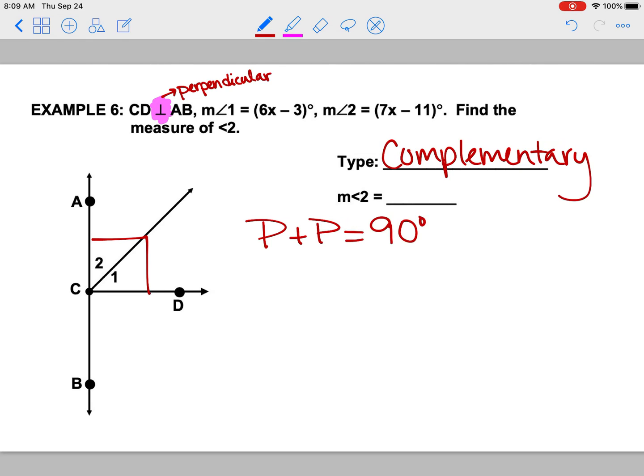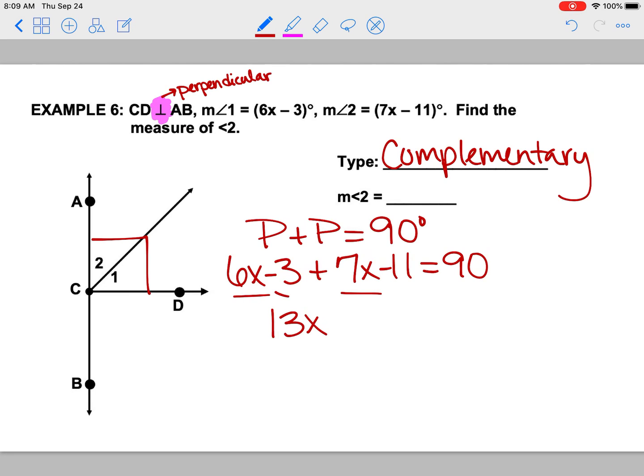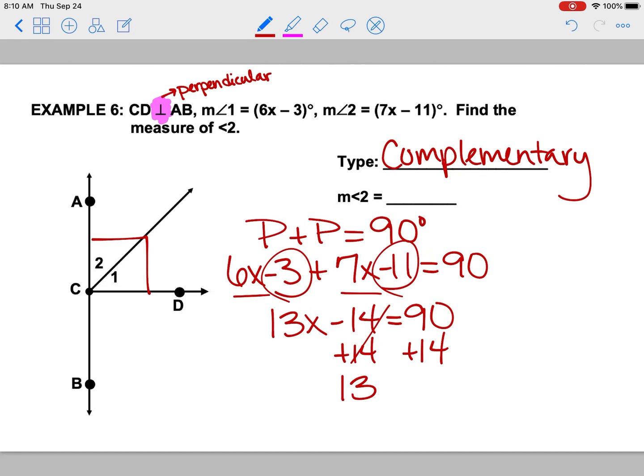And so they told us that angle 1 is 6x minus 3. They told us that angle 2 is 7x minus 11. And they want us to find the measure of angle 2. So let's find x first. Combine your like terms. 13x. Negative 3 and negative 11 is negative 14. We add 14 to both sides. 13x equals 104. Divide by 13, and x equals 8.